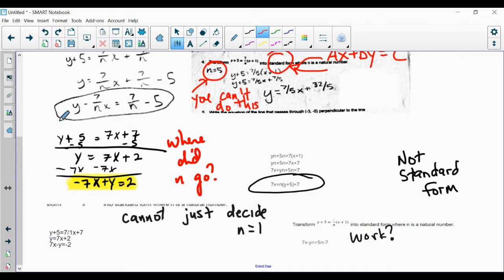A lot of people were deciding to just make n equal to something. This person made n equal to 5. This person, the n disappeared. I assume they made n equal to 1, but they didn't say anything. This person had n equals 1. They just made a decision. You can't do that. And a lot of people didn't do work, and a lot of people didn't put things in standard form.